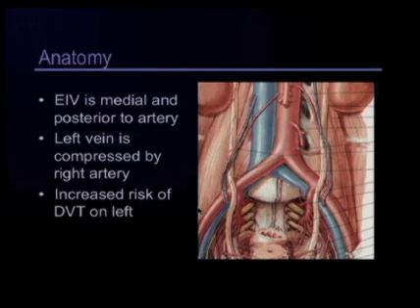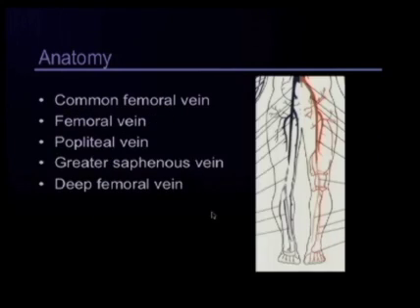The point of this slide is to demonstrate the more central anatomy. The external iliac vein, I'd like to point out, is medial and posterior to the artery. And you can see that the left vein is compressed by the right artery, which leads to increased risk of DVT on the left. Okay, I just want to point out the anatomy here.